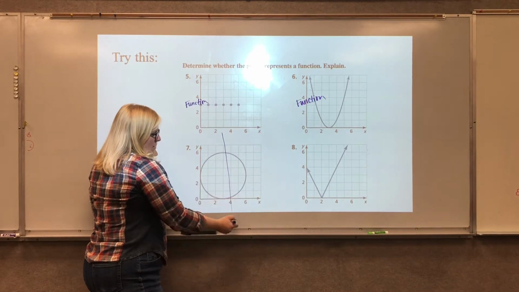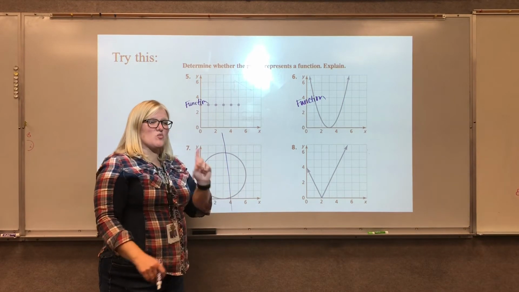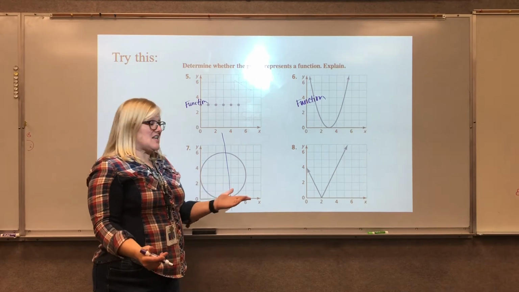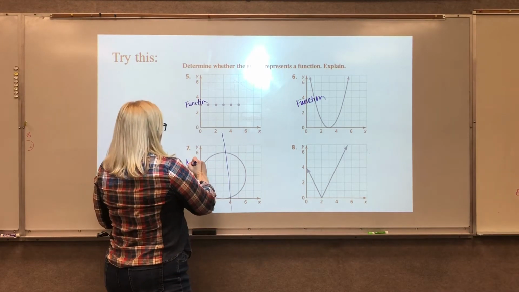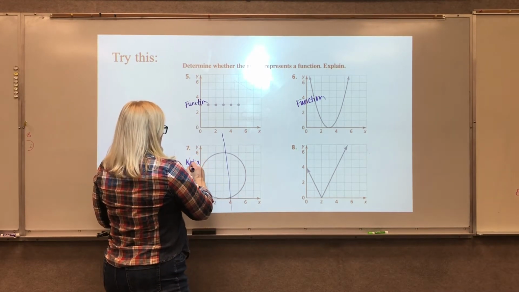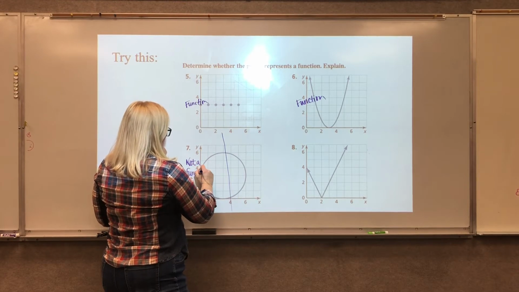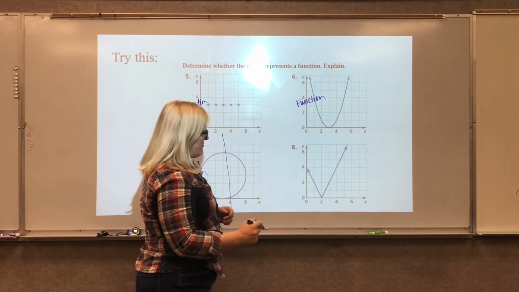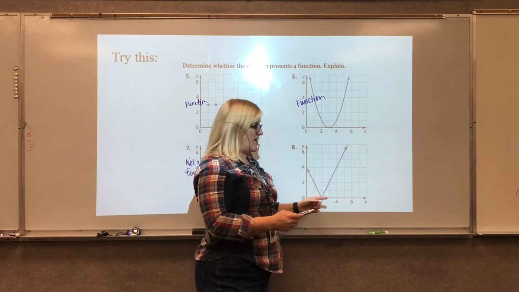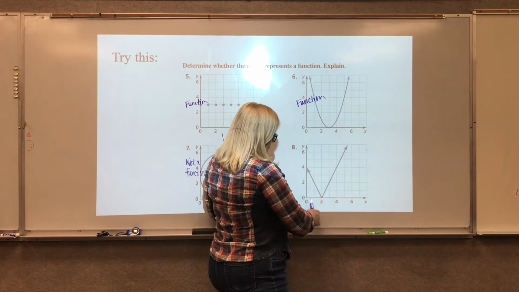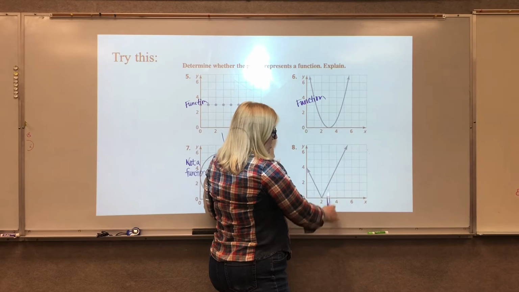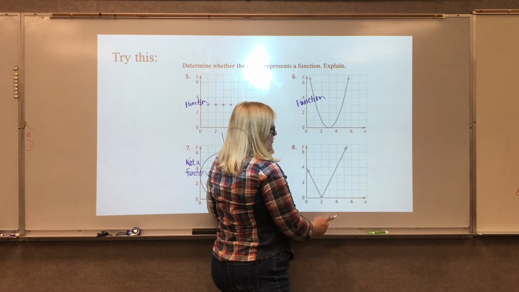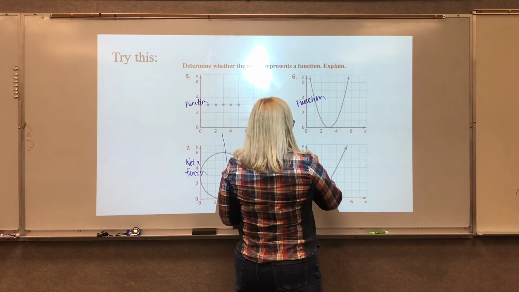How about this? I can draw one line, and even if just one line goes through two, it's not a function. So this is not a function. Okay, and finally, this is an absolute value function, and if I were to draw vertical lines through, there aren't any places that I'm going to hit it more than once. So this one is a function.